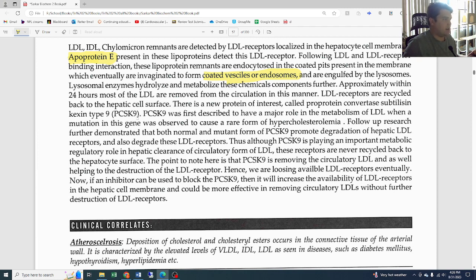LDL receptors are recycled back to the hepatic cell surface, and there's a new protein of interest called proprotein convertase subtilisin kexin type 9, or PCSK9. PCSK9 was first described to have a major role in the metabolism of LDL when a mutation in this gene was observed to cause a rare form of hypercholesterolemia. Follow-up research further demonstrated that both normal and mutant forms of PCSK9 promote degradation of hepatic LDL receptors. So this mutation of this gene is why you can say that in certain groups of people, hypercholesterolemia runs in their family. They might have some sort of mutation to this gene that gets passed on.